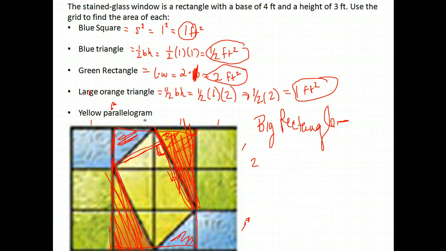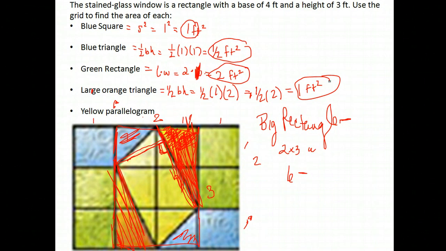Okay, well, the area of the big rectangle, notice it's 2 wide and 3 high. So we do length times width. 2 times 3 is 6. Okay, so that's the area of the big rectangle. Now let's subtract the pieces. What pieces are we taking away? Well, here, upper right-hand corner, we have a large orange triangle. And we found out earlier that the large orange triangle had an area of 1 square foot. So that's minus a square foot.